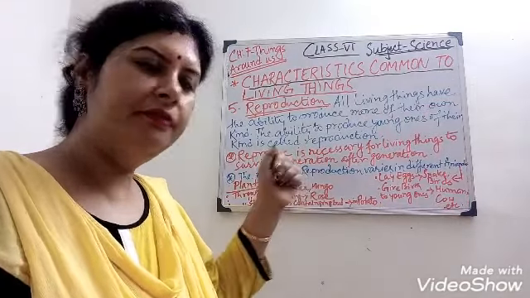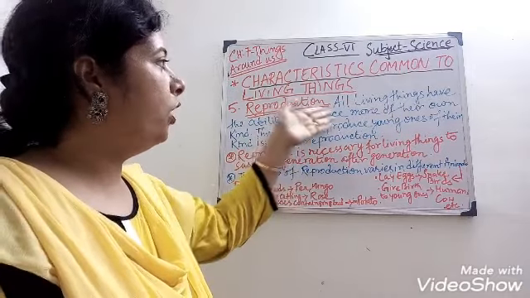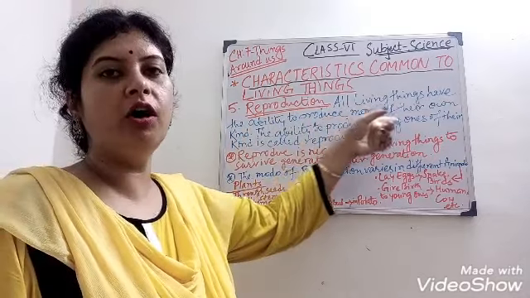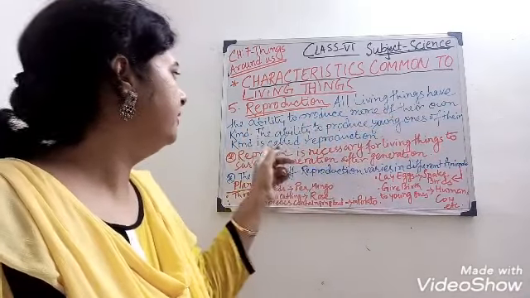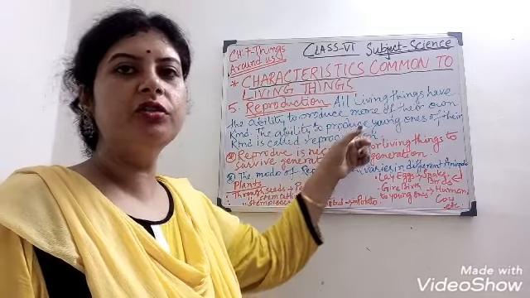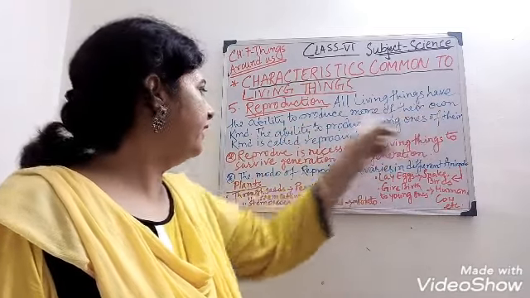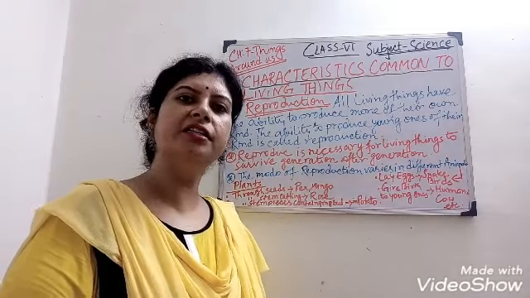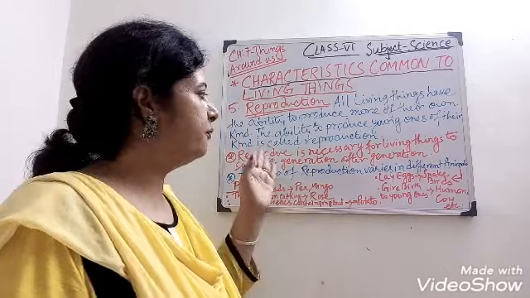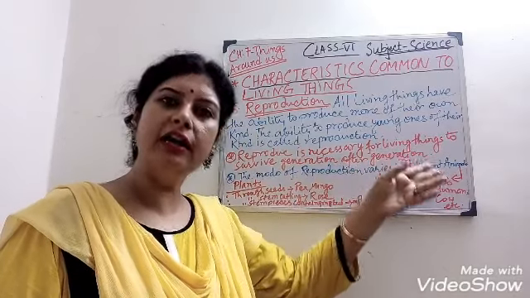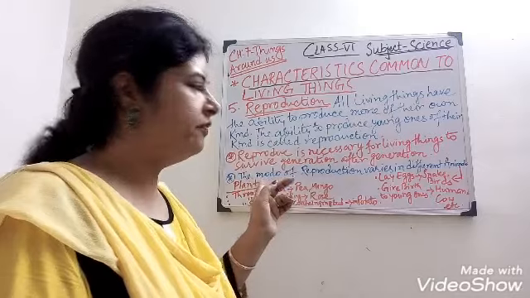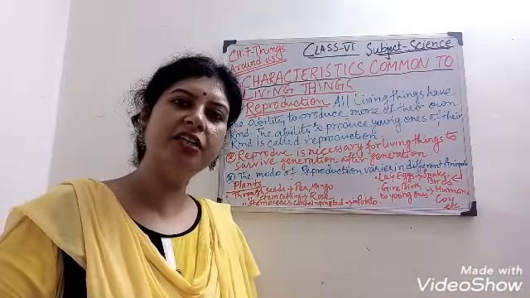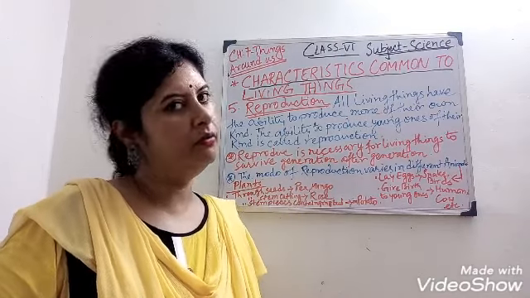Characteristic number 5, reproduction. All living things have the ability to produce more of their own kind. The ability to produce young ones of their kind is called reproduction. Now, why is this reproduction necessary? This reproduction is necessary for all living things to survive generation after generation. Now, reproduction varies in organisms.